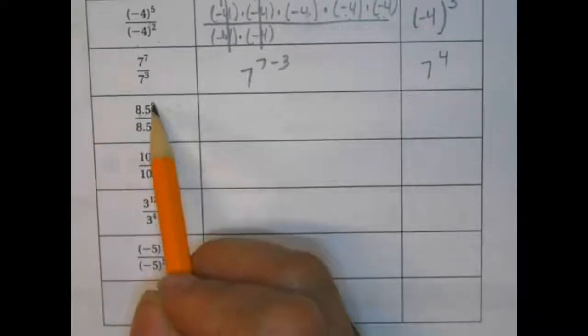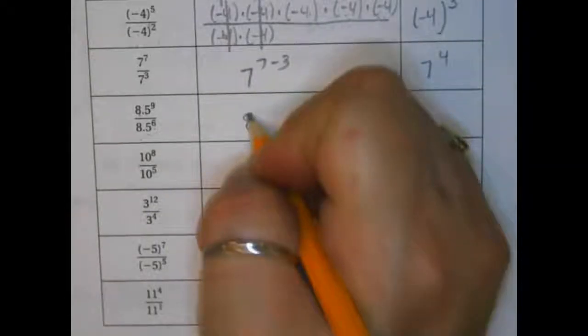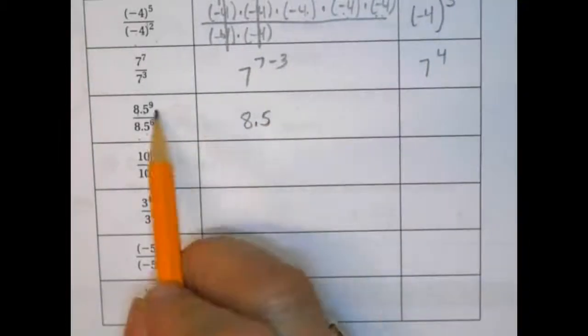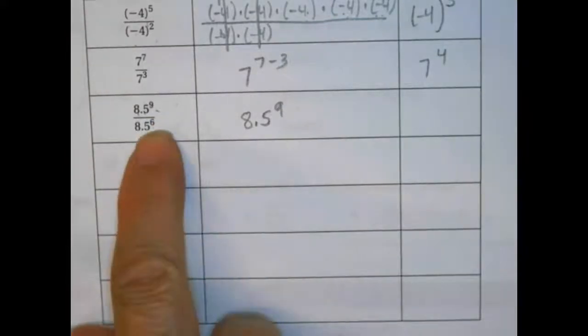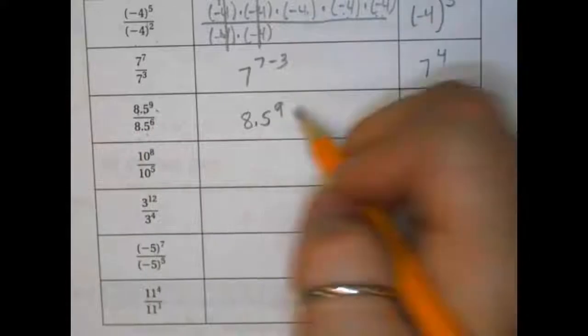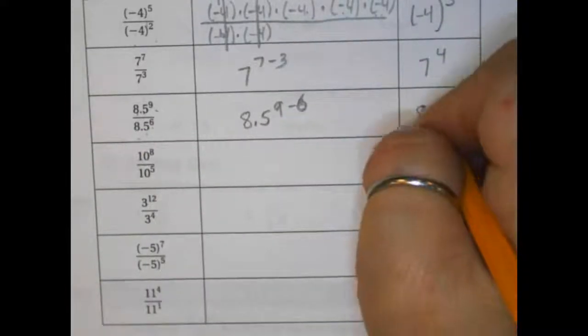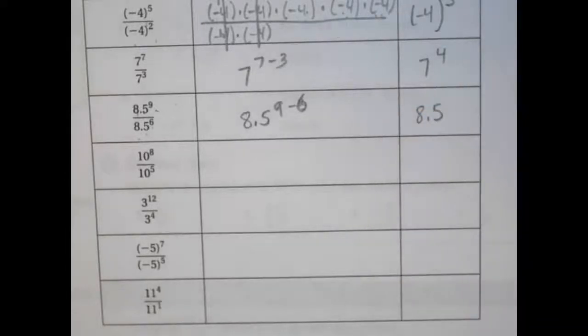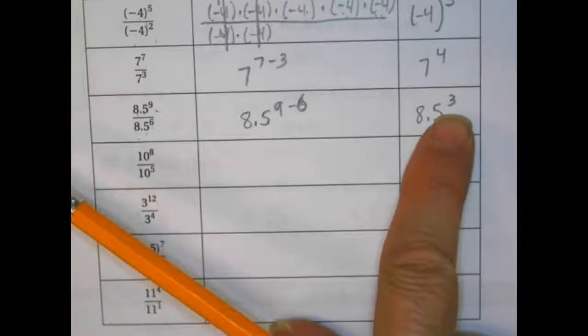So let's look at the next one here. I have 8.5 to the 9th over 8.5 to the 6th. Do I have the same base? Yes, so I can say 8.5. I'm going to start with my bigger number, my numerator. Can I subtract this 6? Yes. And what do I get? To the 3rd, right? Because 9 minus 6 is 3. Same thing.